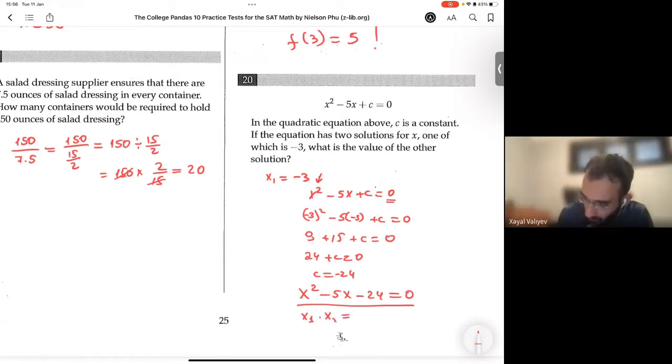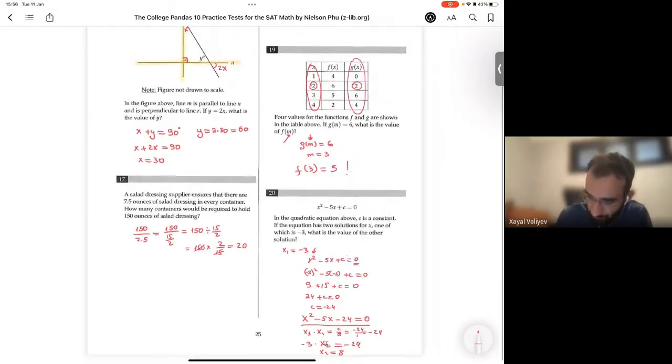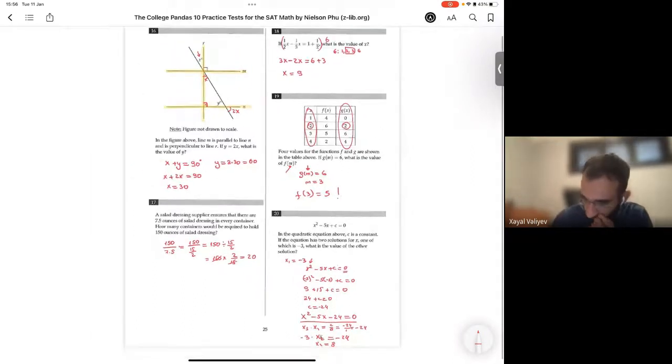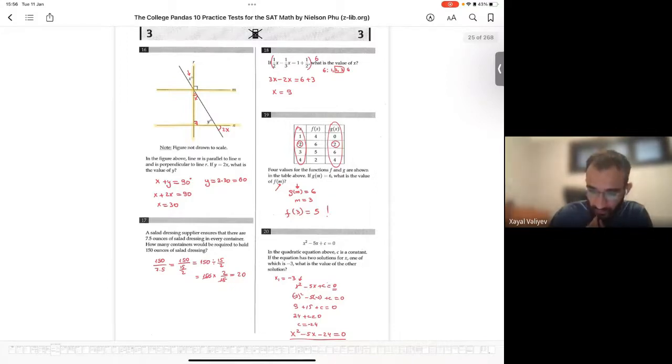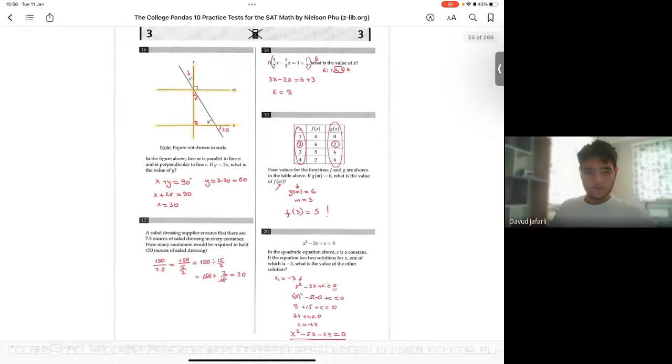x1 times x2 equals c out of a, which we found as -24 out of 1, it's -24. So basically x1 is -3. -3 times x2 equals -24. That means x2 is 8. That's the answer. Did you get it? Yeah. We are done with the non-calculator part.